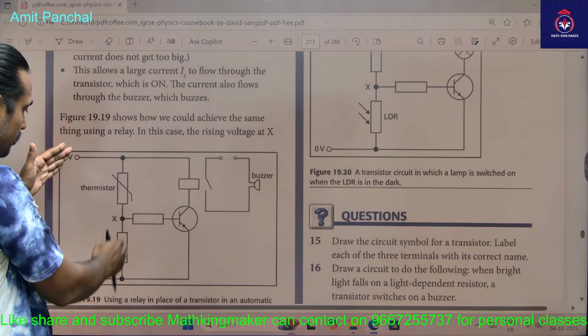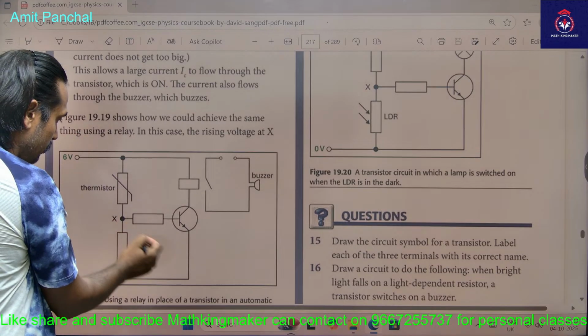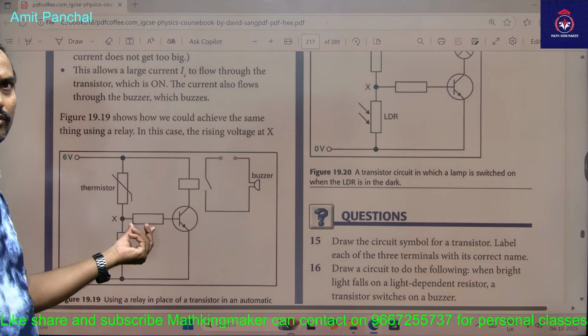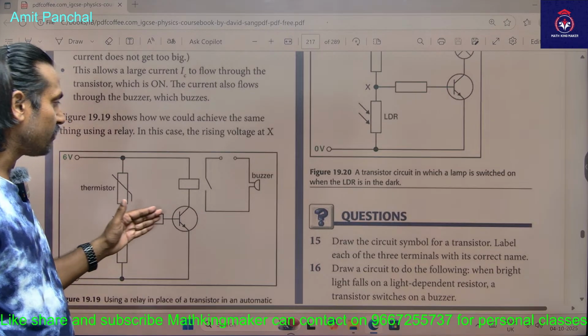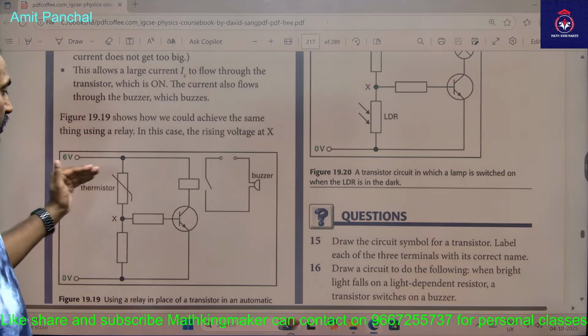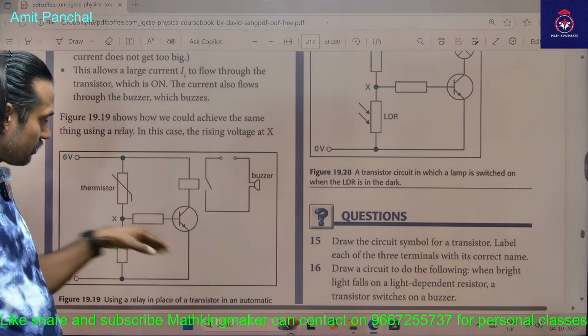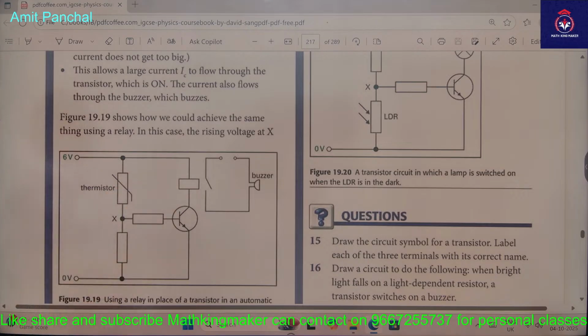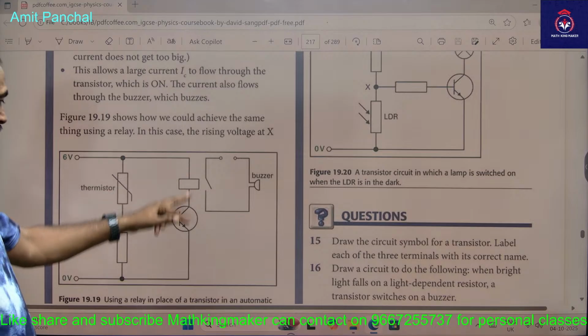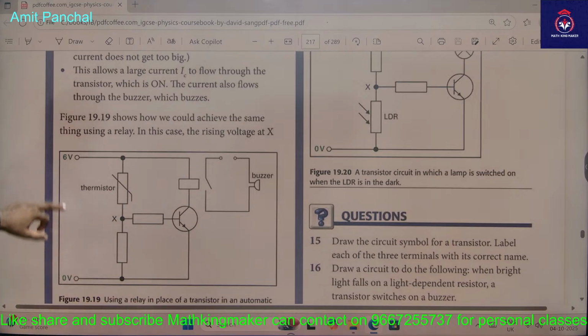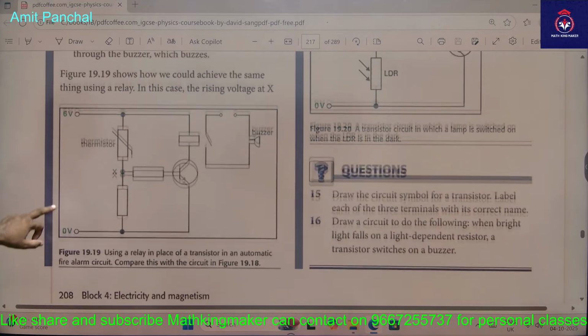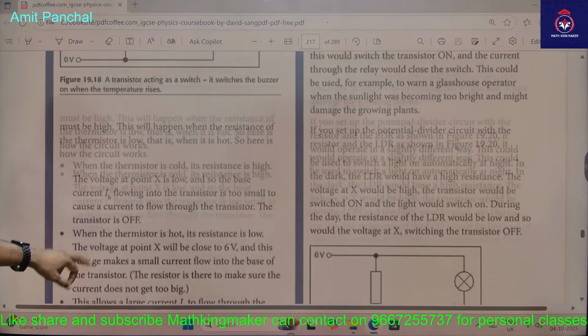As the current is flowing into this one, that resistance will also come into the picture. Then this will have a very small base current. If you have a base current into that, then the transistor will operate. So that circuit will also be completed. Obviously. Got it?